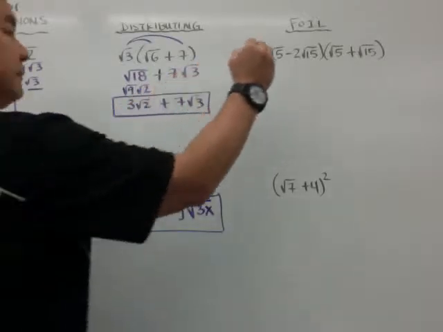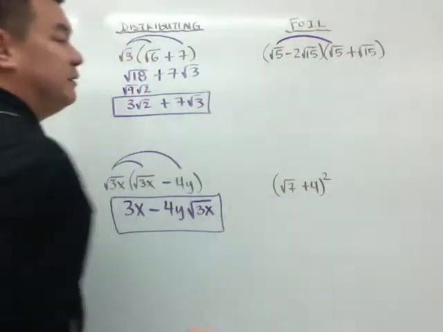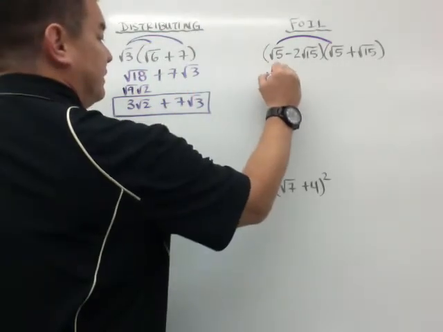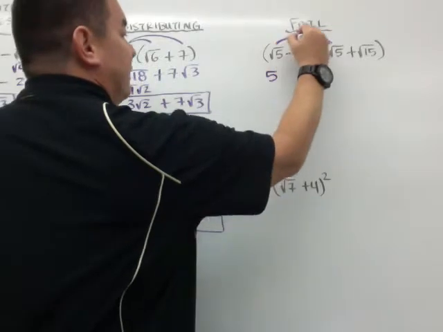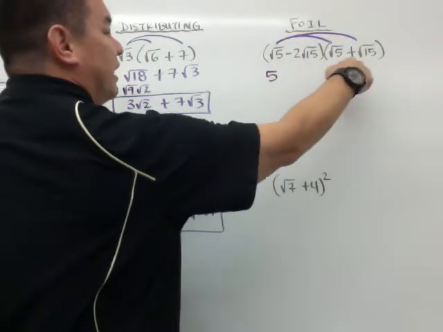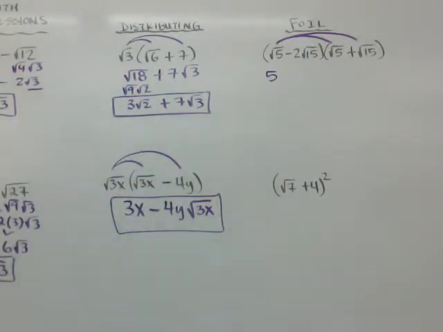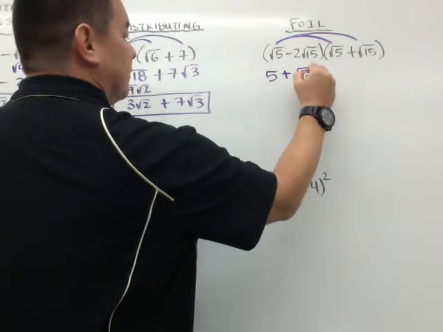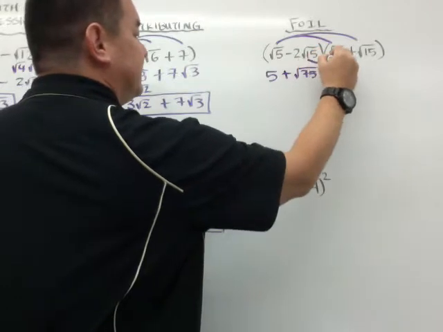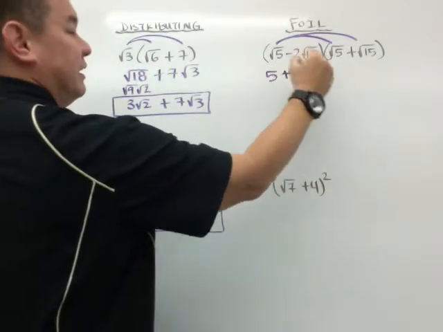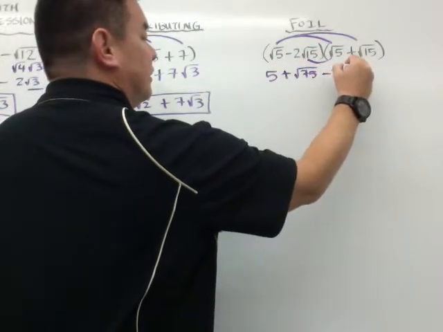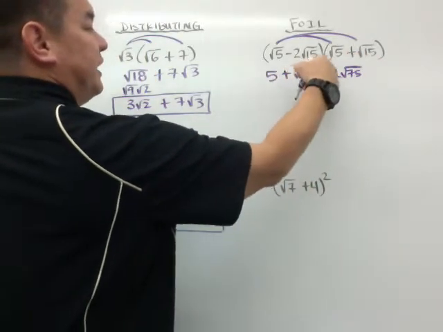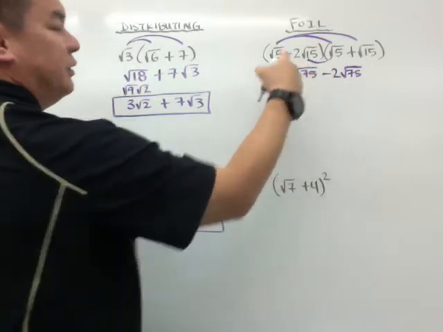Okay, when we do FOIL, the first times the first, radical 5 times radical 5, is 5, like I just explained. When I do the outside, 5 times radical 15, it becomes plus radical 75. And when I do the inside, because there's a minus here, it becomes minus 2 radical 75, because 15 times 5 is radical 75, and then the 2 is on the outside.